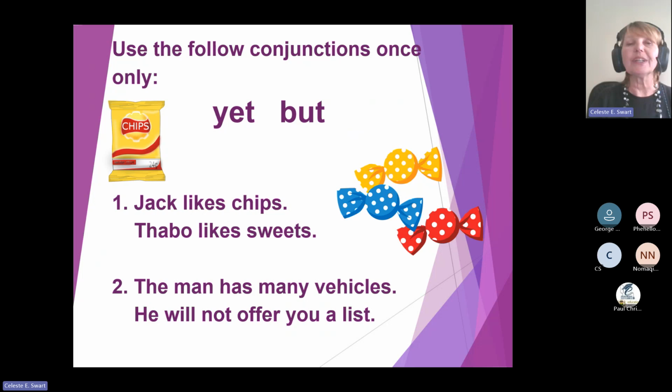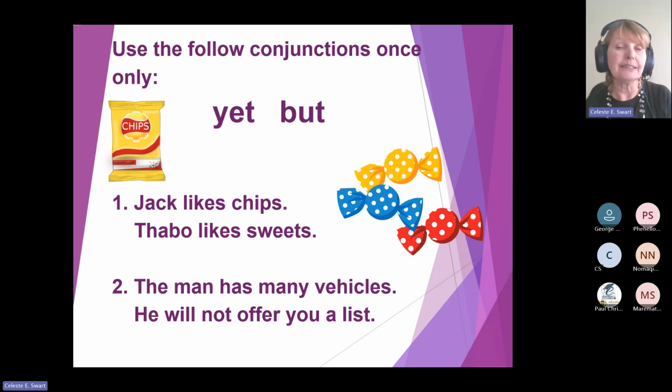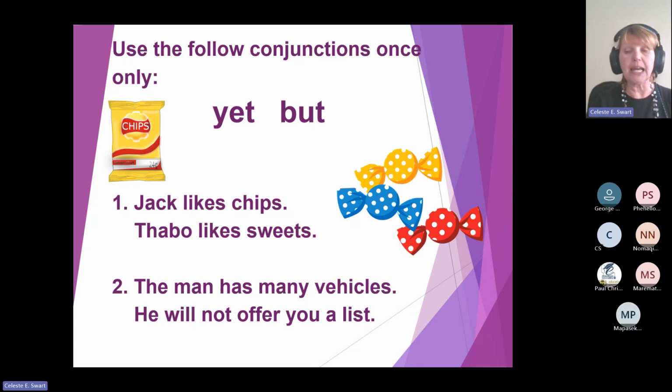Then look at the following conjunctions. And this is something simple that you often get in a table and you're told use them once only. Then you have to look which is the best possibility. Jack likes chips, Tabu likes sweets. Jack likes chips, but Tabu likes sweets. The man has many vehicles. He will not offer you a lift. I apologize, that's not a list, it's a lift. Goodness. The man has many vehicles, yet he will not offer you a lift.